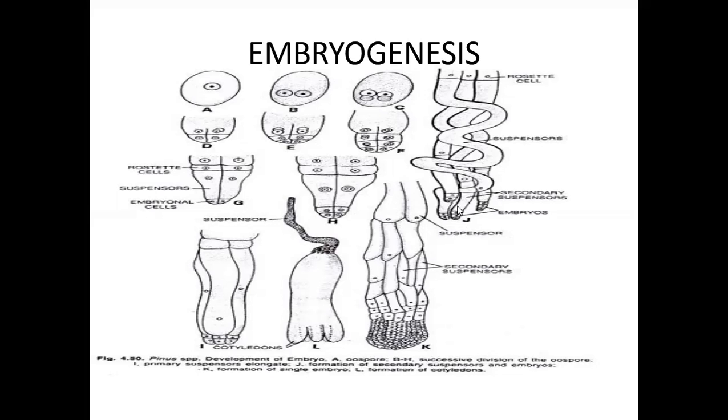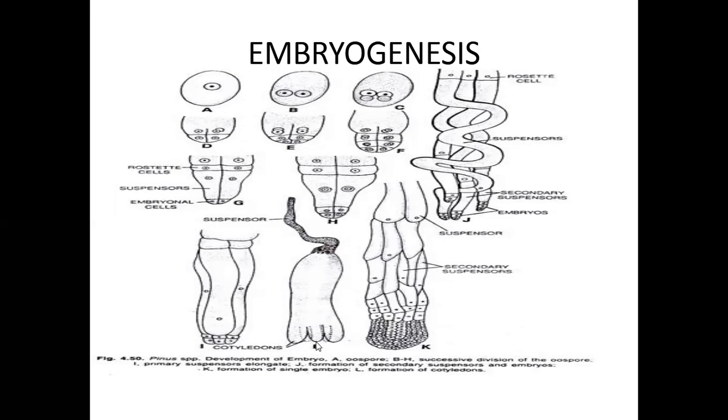From these four embryos, any one embryo develops into a complete plantlet of Pinus. The four embryos develop cotyledon-like structures. Finally, a larger number of cotyledons develop in the embryo. Many cotyledons are present in gymnosperm embryos.